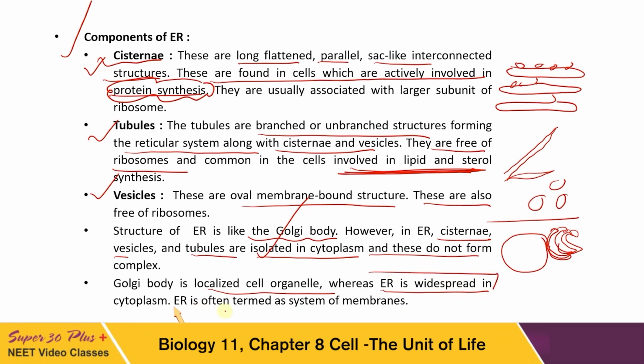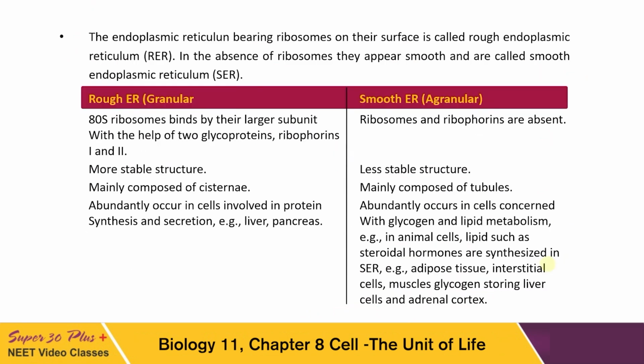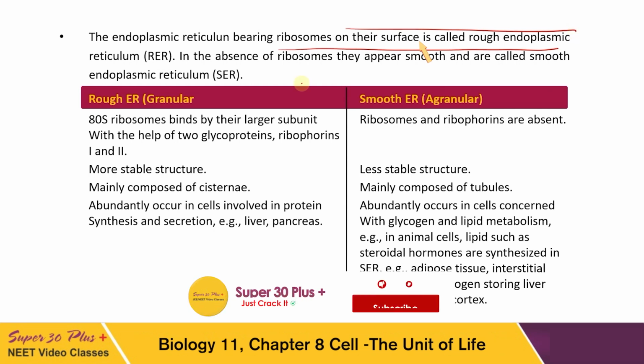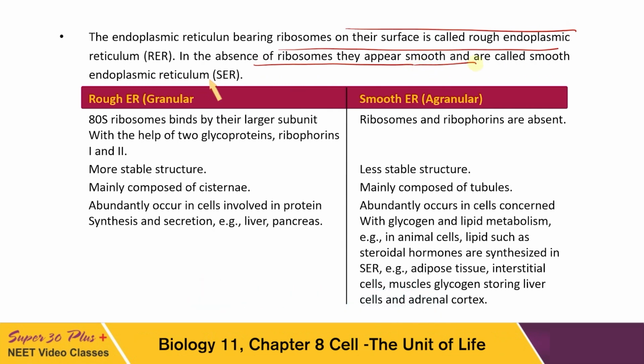Endoplasmic reticulum is often termed a system of membranes. Okay, come to the next now. Endoplasmic reticulum bearing ribosomes on the surface is called rough endoplasmic reticulum, as I told you. And if the ribosomes are not associated with the ER, it is known as smooth endoplasmic reticulum. We can differentiate them.